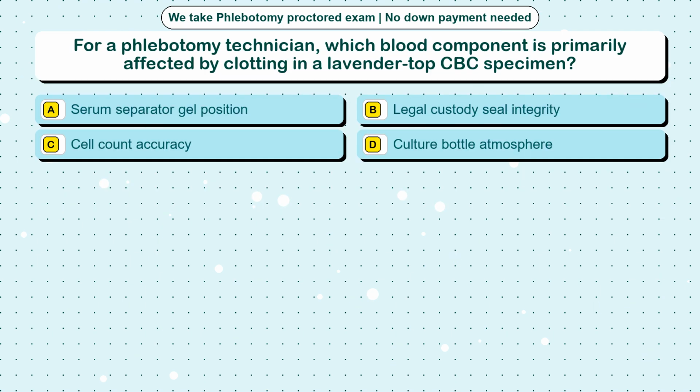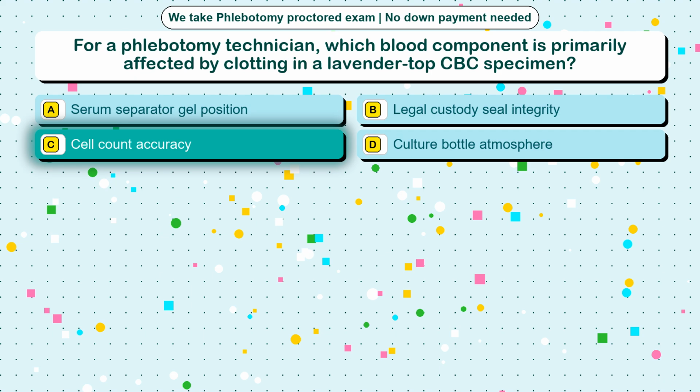Question 92. For a phlebotomy technician, which blood component is primarily affected by clotting in a lavender top CBC specimen? Option A. Serum separator gel position. Option B. Legal custody seal integrity. Option C. Cell count accuracy. Option D. Culture bottle atmosphere.